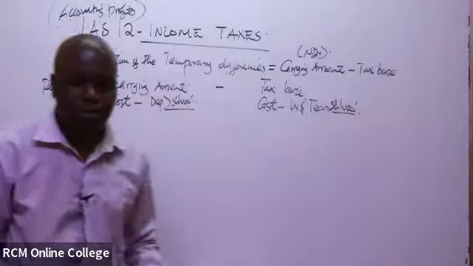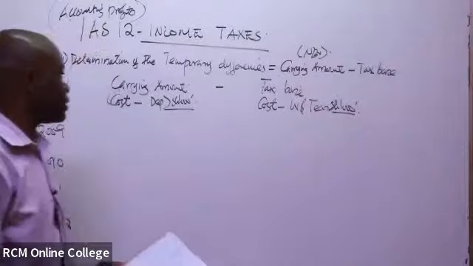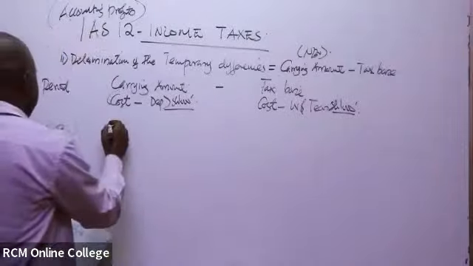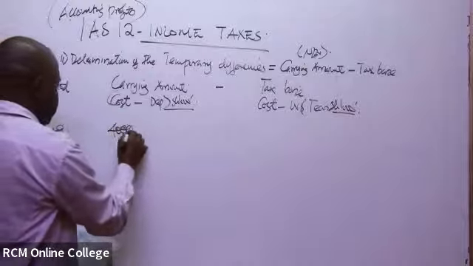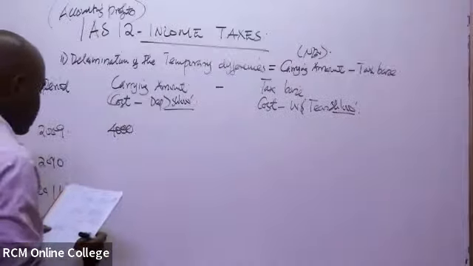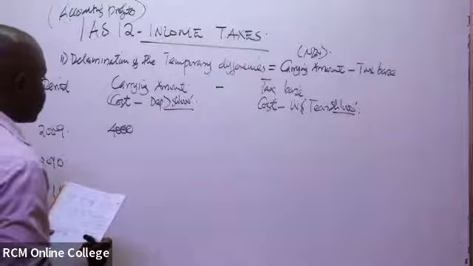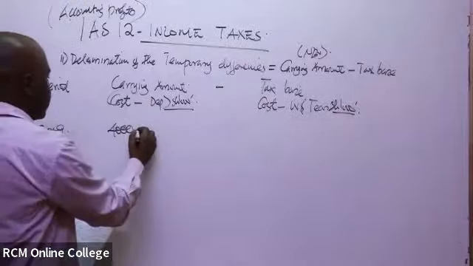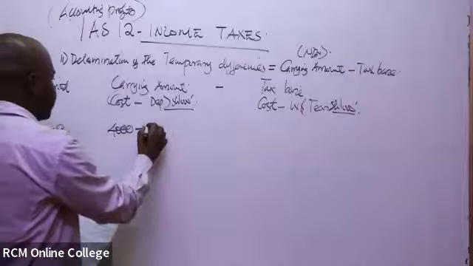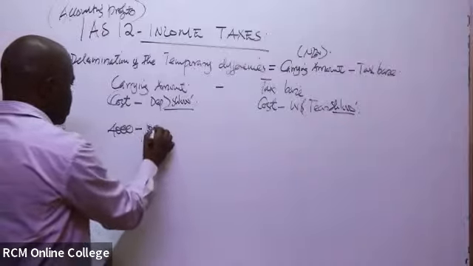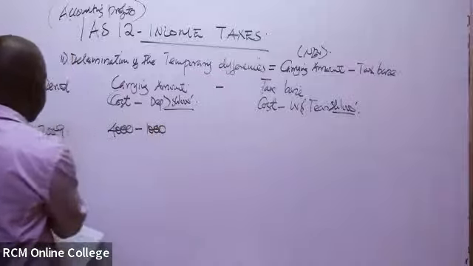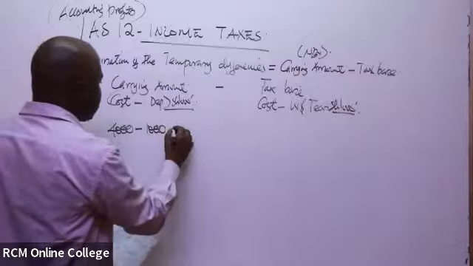So the cost of the asset is how much? It is actually 4 million. It simply means that for the first year, 2009, the cost was 4 million. But in that year, we incurred a depreciation of 1 million.